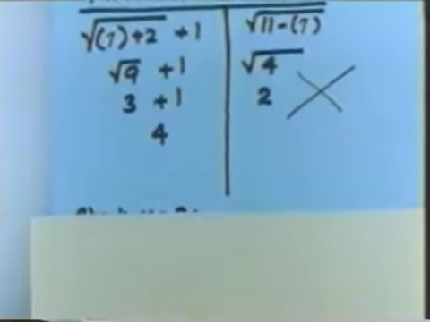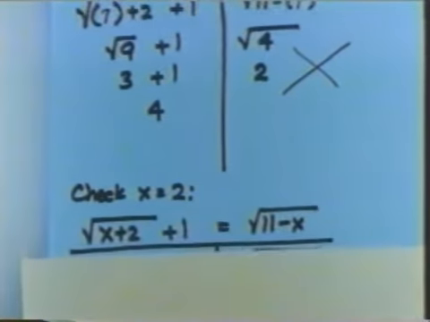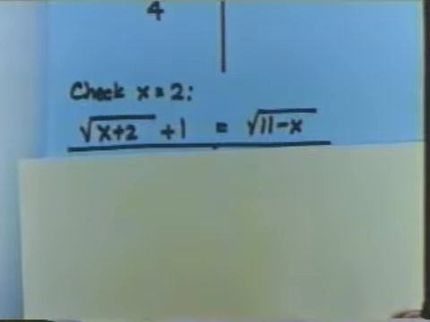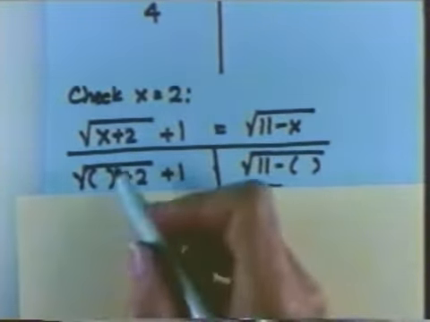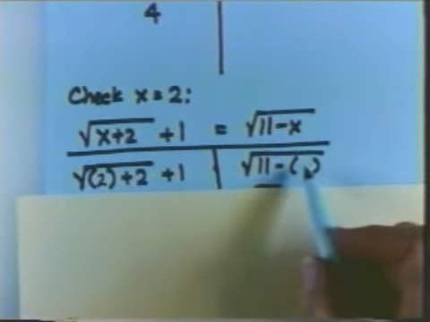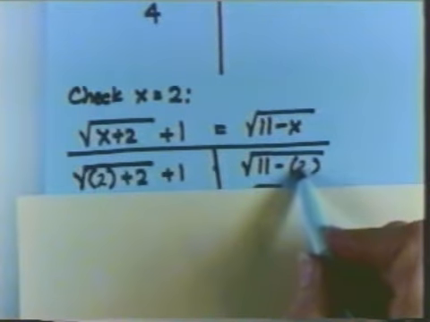Now let's check the other possibility, which is x equals 2. The original equation. Then we fill in the 2 on both sides of the equation. The square root of 2 plus 2, add 1. The square root of 11, subtract 2.